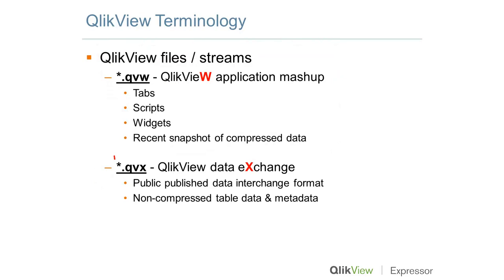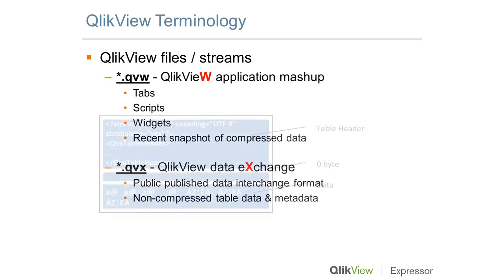The next one is QVX. This is QlikView's open and publicly available data exchange format, which contains uncompressed data and metadata. This is what Expressor can currently read as a data source with its QlikView read operator, and writes as a target with the QlikView write operator. This file can also be used to harvest field metadata from.